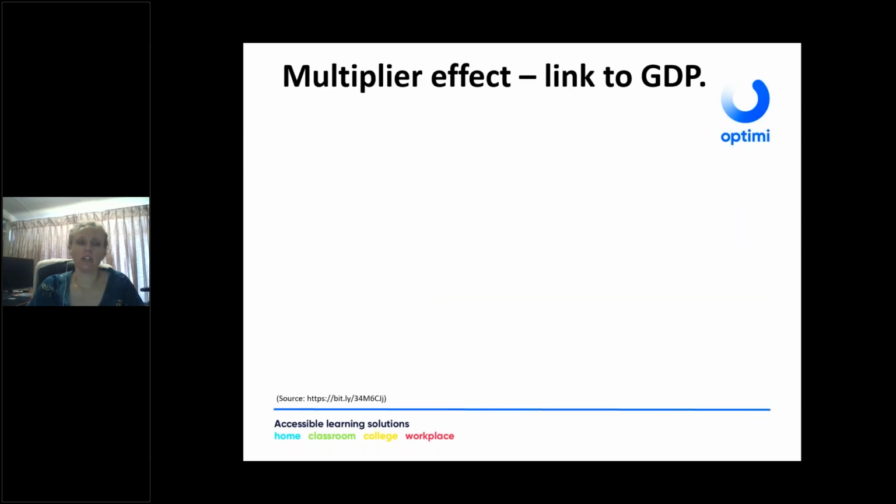Okay, then we look at the multiplier effect and how this links to the GDP. In the previous webinar, we touched a bit on the multiplier effect when we spoke about the icons. So what is the multiplier effect? It is when there's an increase in final income due to any new injection of spending.